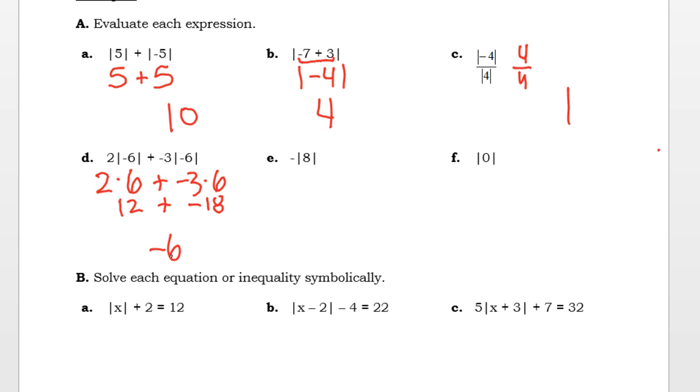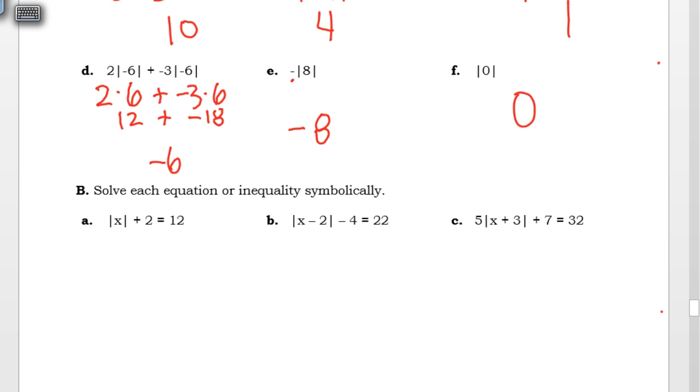The absolute value of 8 is 8, but the negative of the absolute value of 8 is negative 8. And the absolute value of 0 is 0, because 0 is 0 units from 0. I use 0 3 times in one sentence. That's pretty fun.